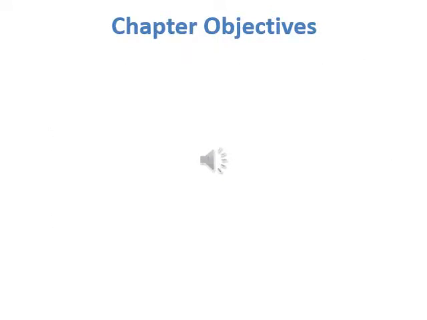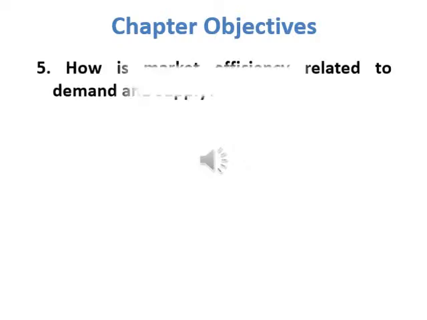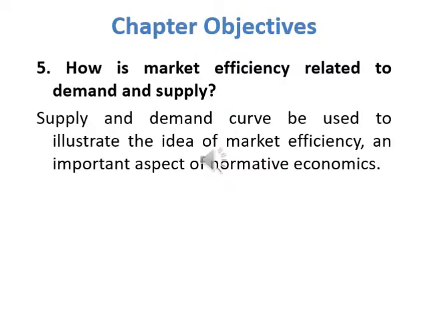Chapter Objectives. 5. How is market efficiency related to demand and supply? Supply and demand curves can be used to illustrate the idea of market efficiency, an important aspect of normative economics.